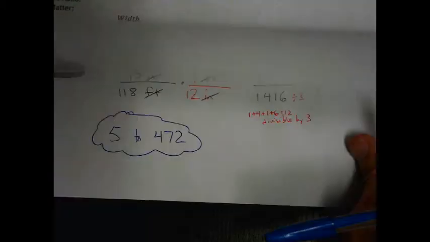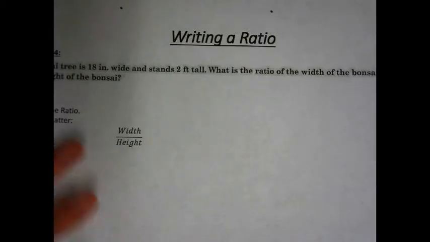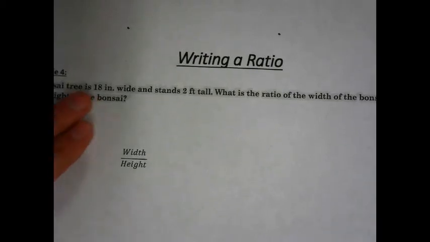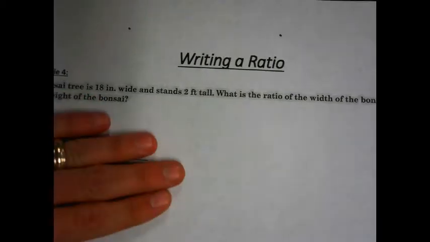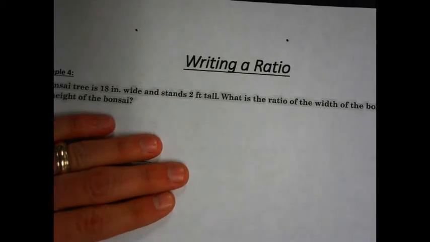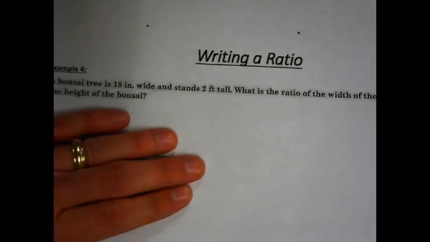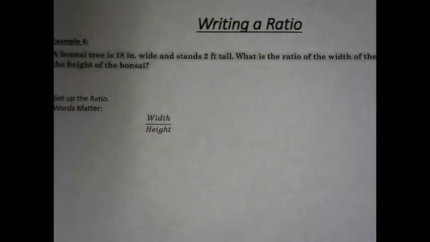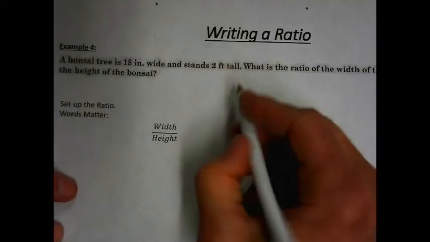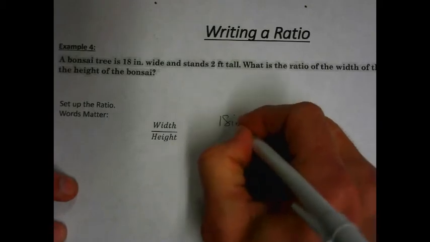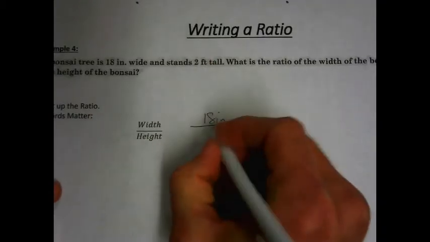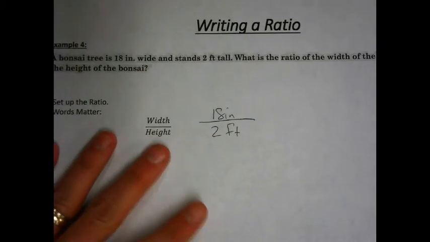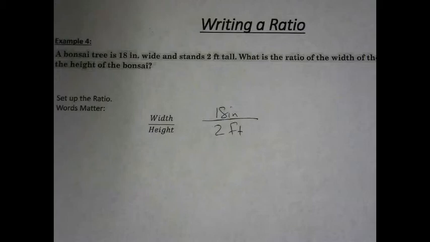So here's another example. I'll do this one really quick. A bonsai tree is 18 inches wide and stands 2 feet tall. What's the ratio of the width to the height of the bonsai? So we are comparing width to height. Okay, remember, words matter. So we're looking for the width. It's 18 inches wide. And then we look at the height. It's 2 feet tall. But we need to be working with the same units of measurement, or in this case, with no units of measurement. And so we use dimensional analysis.